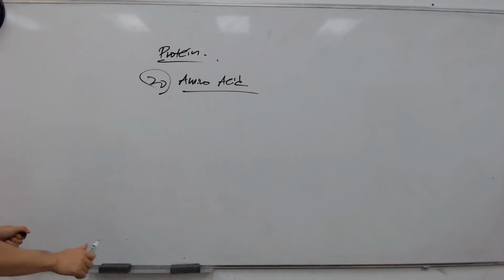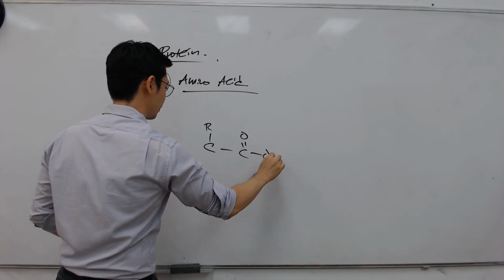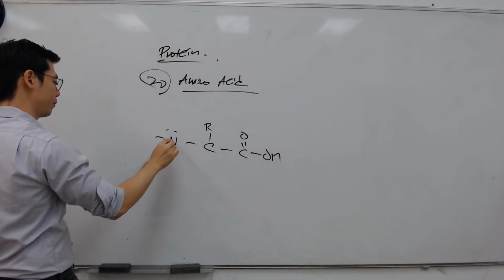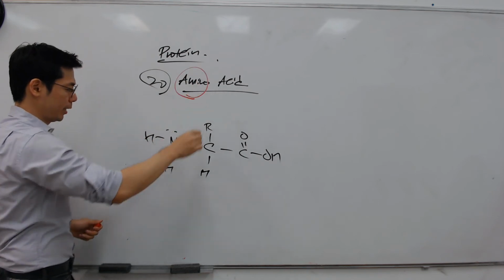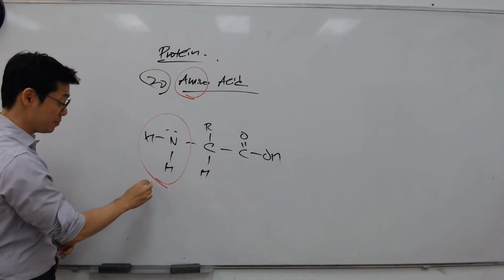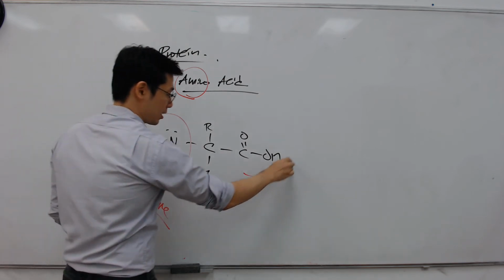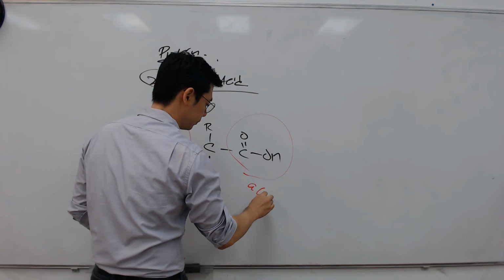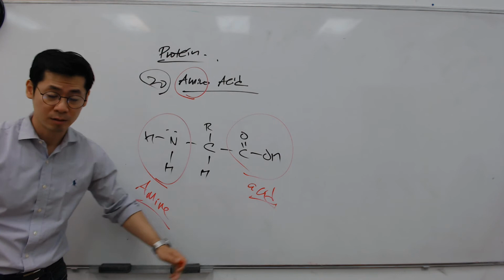So for amino acids, basically the shape looks like this. That's the bare bone shape of an amino acid, with hydrogen here. Every single one looks the same. This is the amine group, and this is the carboxylic acid. That's why it's called amino acid.